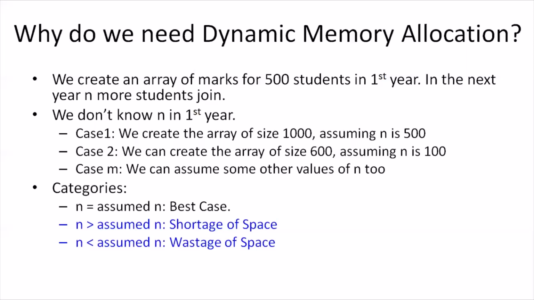So, we can categorize your assumptions into three broad categories. Category 1, where the assumption exactly matches the intake in the next year, which can be referred to as the best possible case or ideal case. Category 2 may be where the intake is actually higher than the assumed value of n. In this case, there will not be sufficient storage space in the array to store the information of all students. In the third category, we have the cases where the assumed value of n will be higher than the actual intake. In this case, the memory assigned to the array will be wasted.